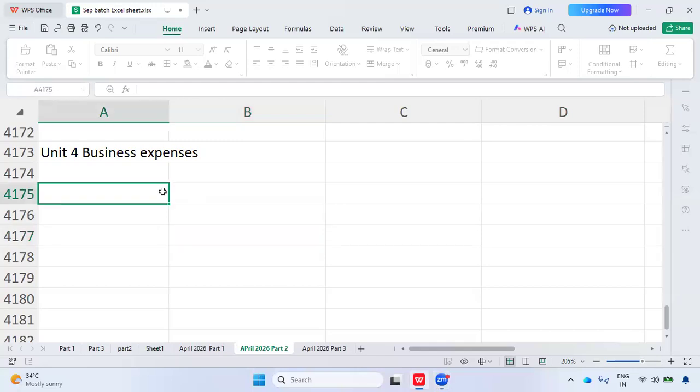So generally for business, there are only two factors that will determine the profit of the business. On the profit, we need to pay the taxes. So we need to see the business incomes and we need to see the business expenses.